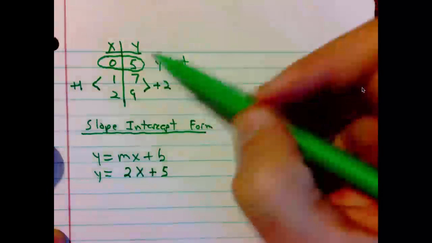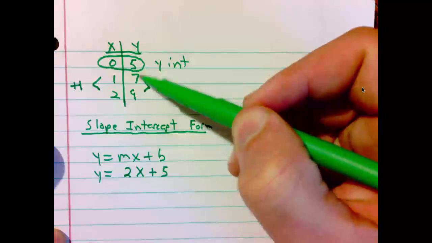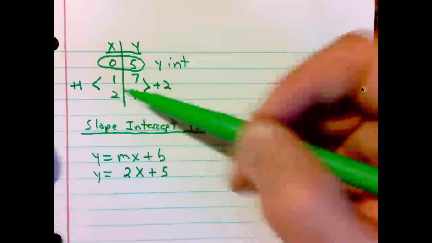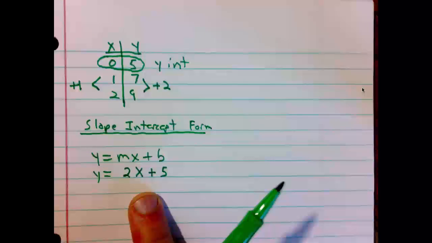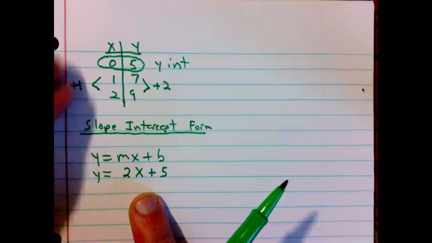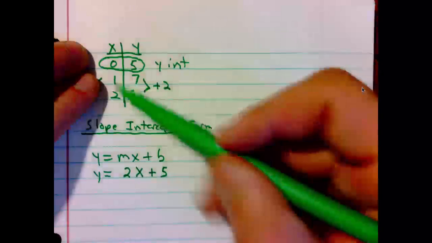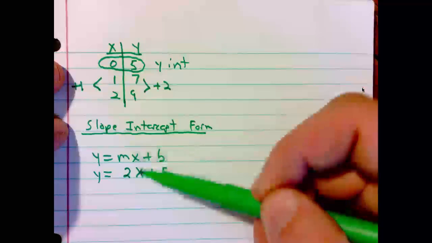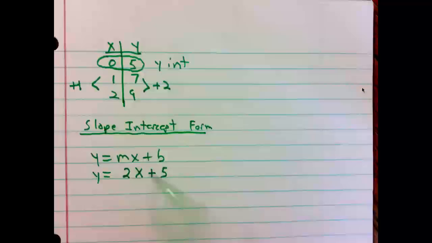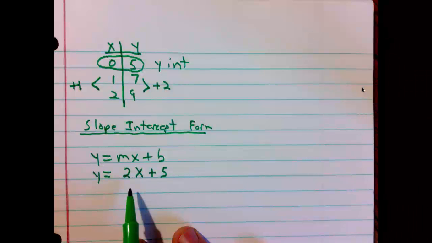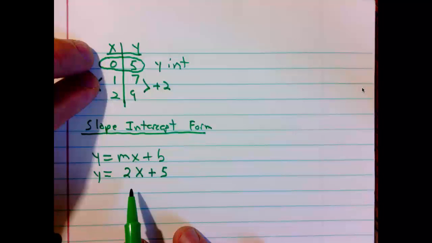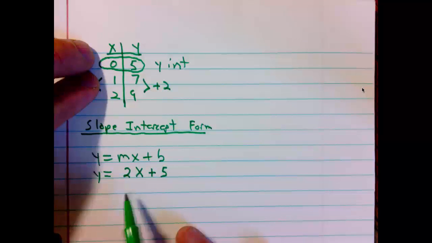And we can see that from 5 to 7, it's an increase of 2. From 7 to 9, it's an increase of 2, accompanied by increases of 1 in the x. This equation will produce these points. Substituting 1 in place of x, 2 times 1 is 2, plus 5 is 7. Substituting 2, 2 times 2 is 4, plus 5 is 9. This equation produces these ordered pairs.